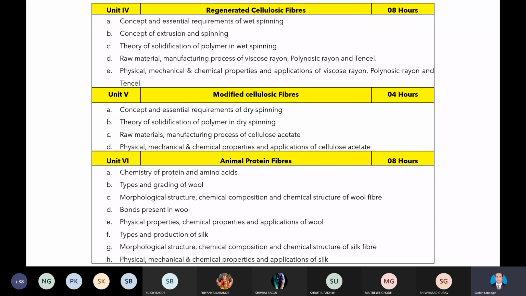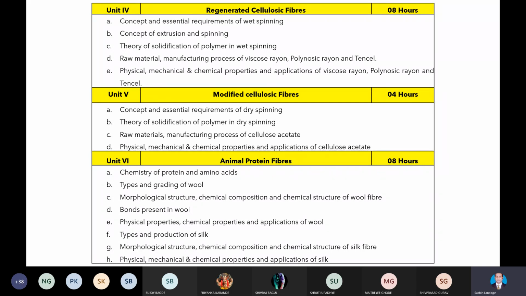The next point we are going to study is the raw material and manufacturing process of the three fibers, which are nothing but viscose rayon, polynosic rayon, and tencel, or lyocell. Regarding these fibers, we are going to study. Then the next point is the physical, mechanical, and chemical properties and applications of these three fibers, viscose rayon, polynosic rayon, and tencel fiber.